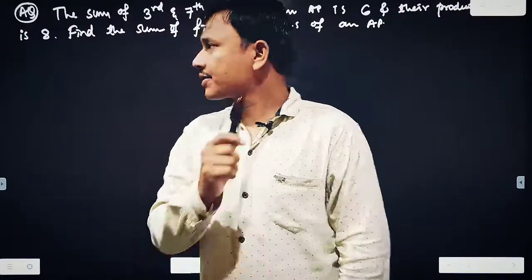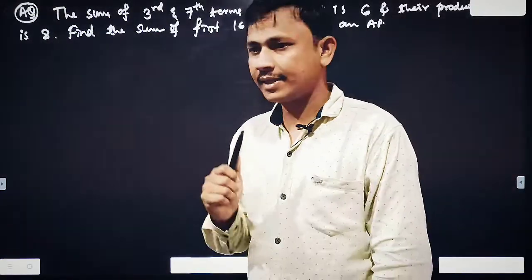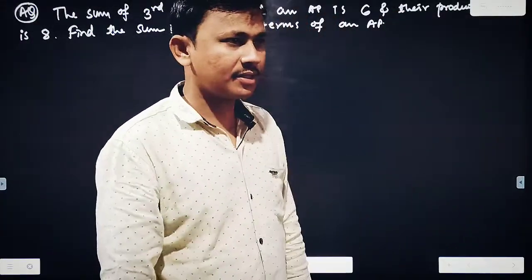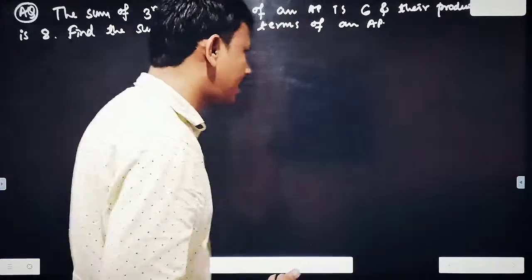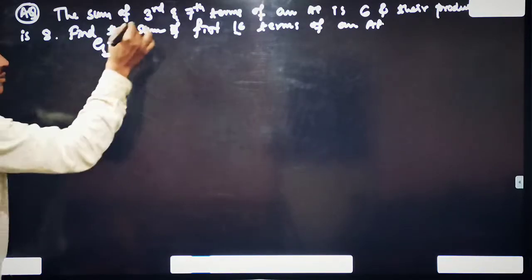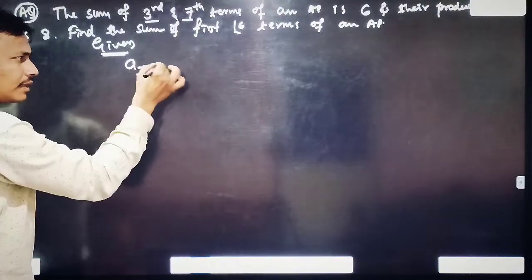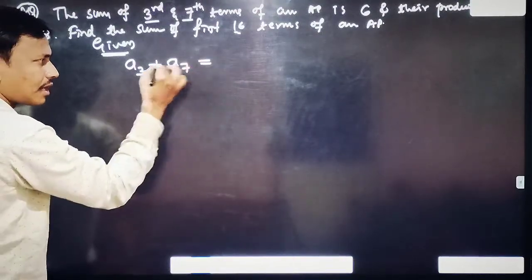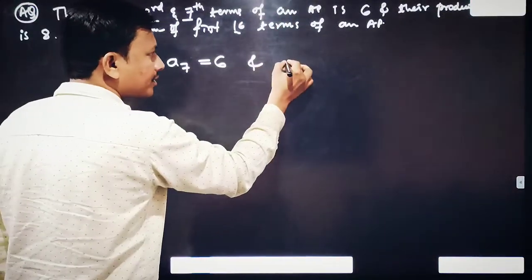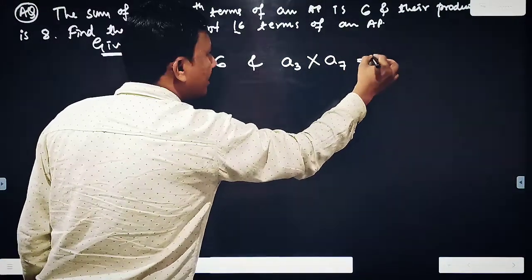One applied question. The question is, the sum of the third and seventh term of an AP is 6 and the product is 8. Find the sum of first 16 terms. What are the given things here? Given the sum of the third and seventh term. How do you write the third term? A3, and the seventh term A7. The sum is equal to 6, and the product A3 into A7 is equal to 8.